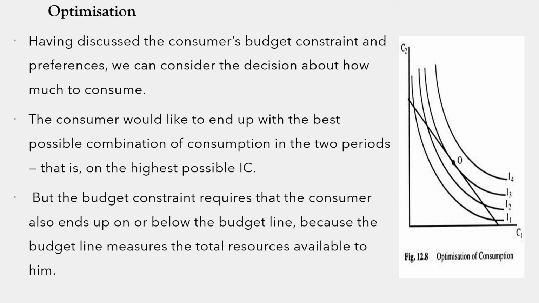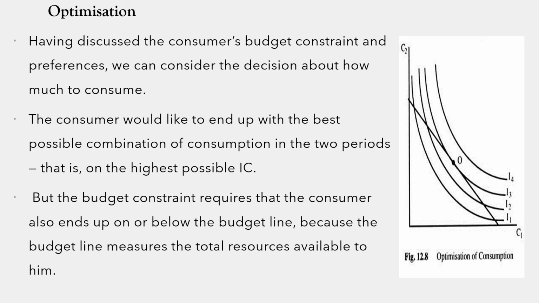How can we optimize our consumption pattern? Having discussed the consumer's budget constraint and preferences, we can consider the decision of how much to consume, that is, given your budget constraint, how you can attain maximum satisfaction so as to optimize your consumption pattern. The consumer would like to end up with the best possible combination of consumption in the two periods. That is, the consumer will try to place his consumption pattern on the highest possible indifference curve.